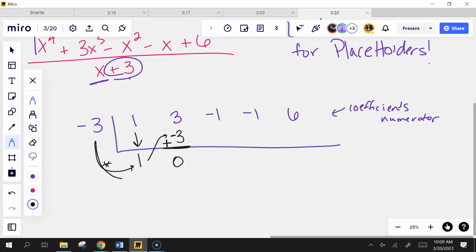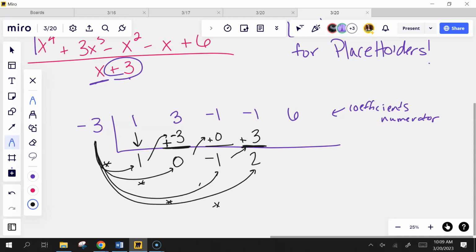So I'm going to take this number on the outside and I'm going to multiply. What do you get? 0. That goes up here, and I add it. What do you get? Do it again. Multiply 3 and add it. +2. Multiply it. And add it.